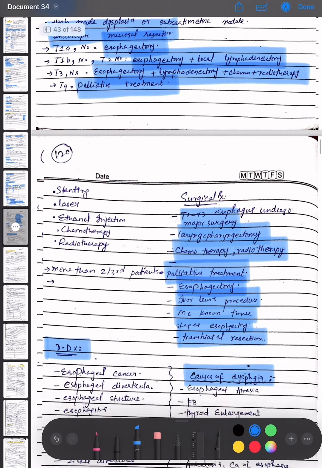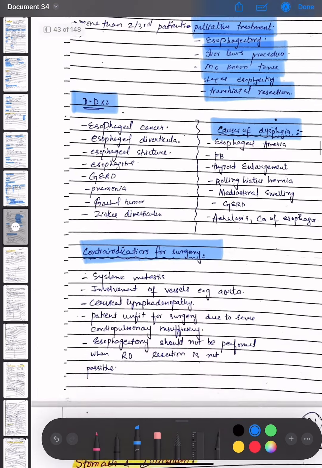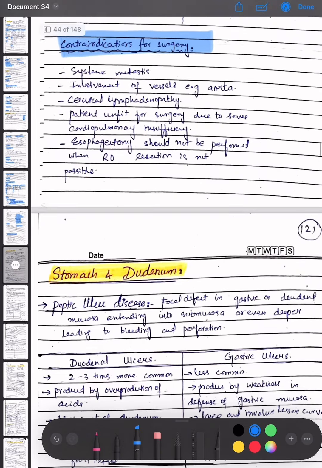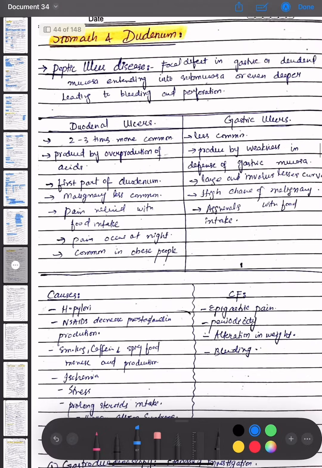Then we discuss the surgical treatment options. Then we discuss the differential diagnosis and the specific causes of the dysphagia. Then the contraindications for surgery. Now coming towards the stomach and duodenum.